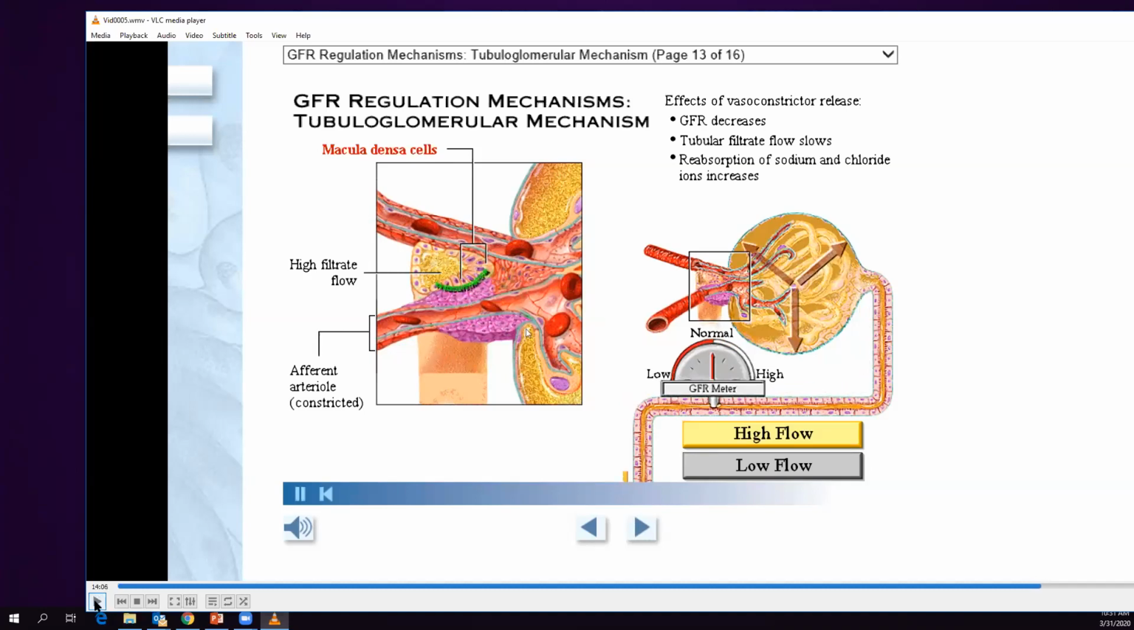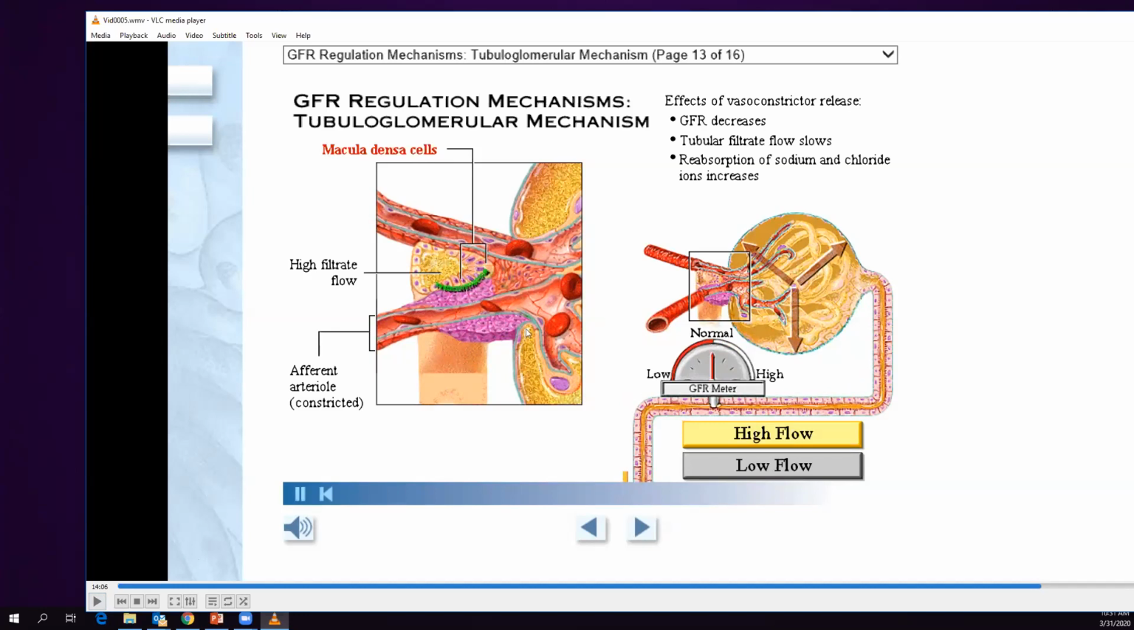Okay, so question number 10: high osmolarity, or high sodium and chloride, in the ascending loop of Henle. You can put a little note, macula densa, because that's what detects it, will cause afferent arterioles to constrict by releasing a vasoconstrictor chemical. Okay.